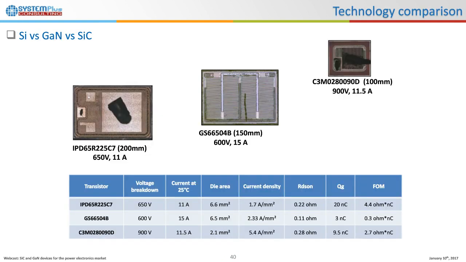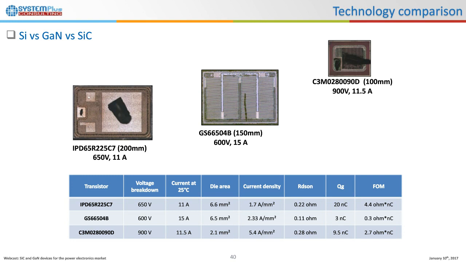So if I compare this with a silicon device and a gallium nitride device as we saw before, here we have the three main cases shown. We see that actually the silicon carbide device is much smaller than the other two. You see the die area, that's really an advantage as concerns silicon carbide.